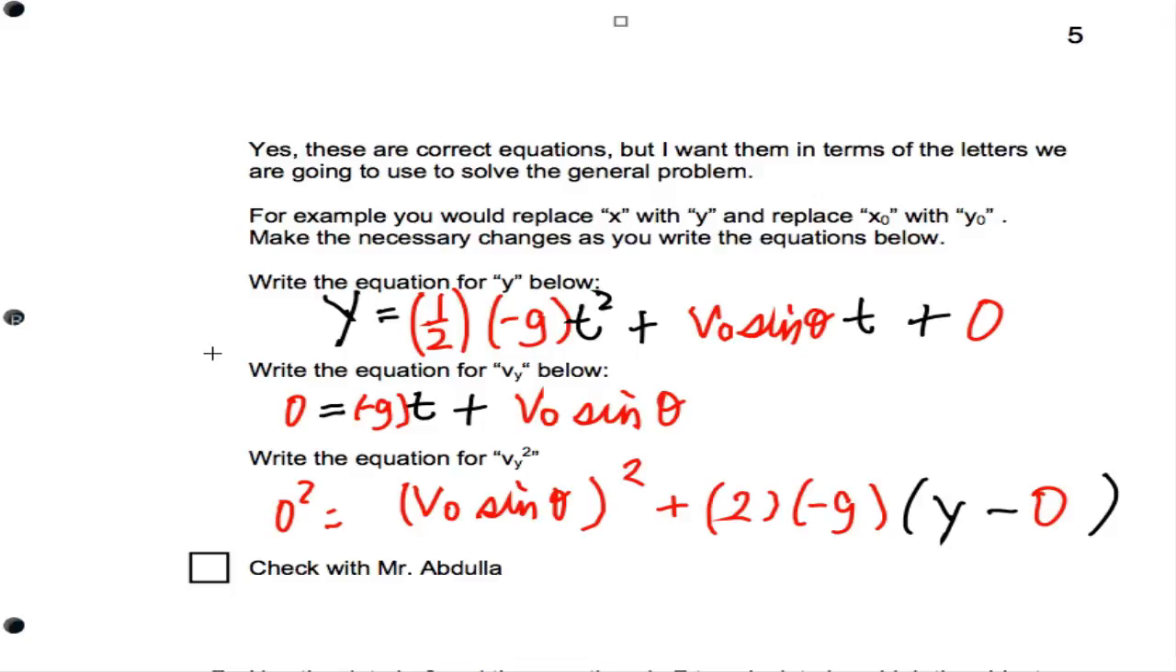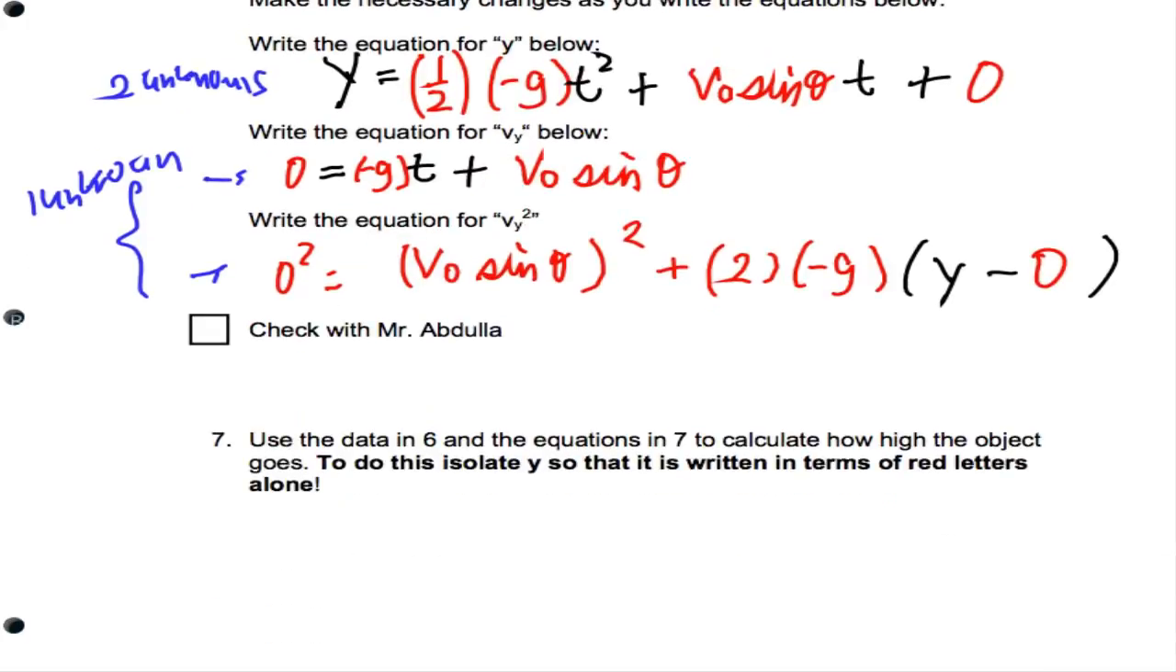So let's look at this. In this equation, I've actually got 2 unknowns. Here I've got 1 and 1 unknown. So I'm going to use these to isolate to get hang time and height. So for number 7, it says use that and 6 and 7 and the equations to isolate y. Here's what I mean. I'm going to use this equation right here. So let me write it out.